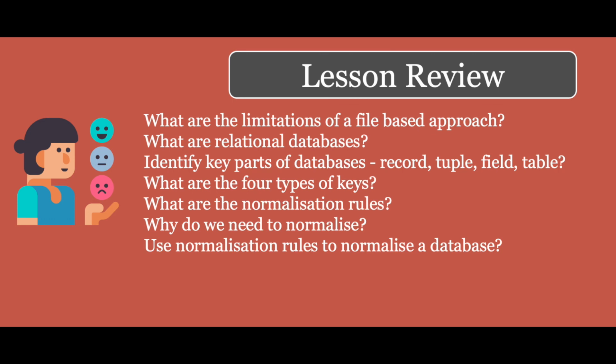You should be able to identify the key parts of databases: records, tuples, fields, tables, attributes, entities, all of those kind of things. And you should also be able to identify and describe the 4 types of keys: candidate keys, primary keys, foreign keys, and composite keys. And finally, you should be able to explain the normalization rules, the first normal form, the second normal form, and the third normal form. Pay particular attention to those rules and why we need to normalize to ensure there's less data redundancy, less inconsistency, and you should be able to apply these rules to normalize the database.